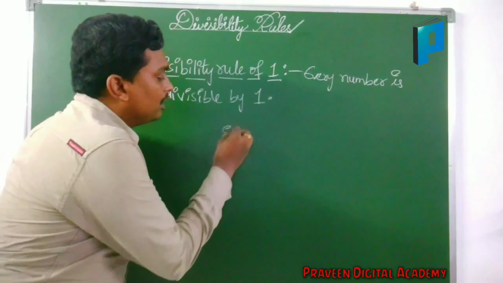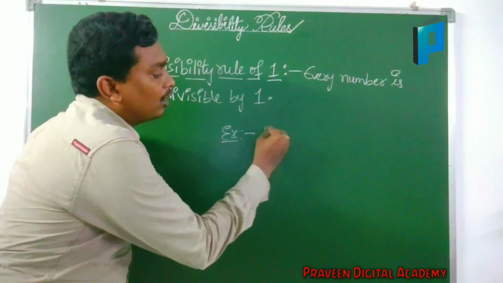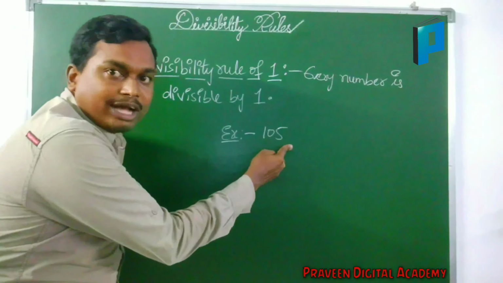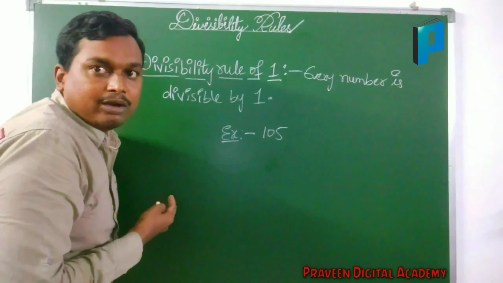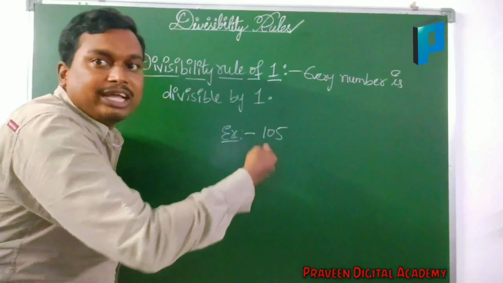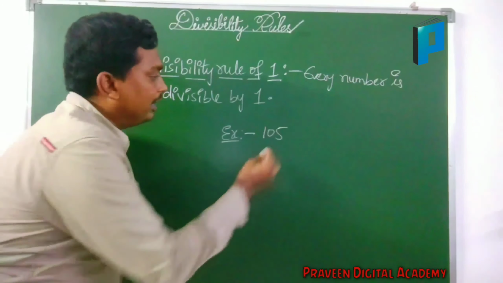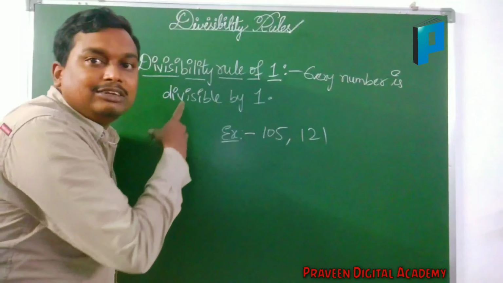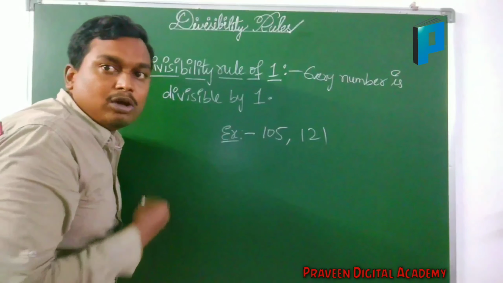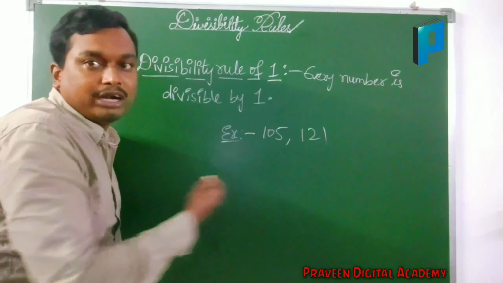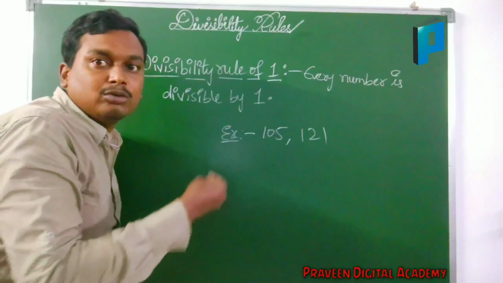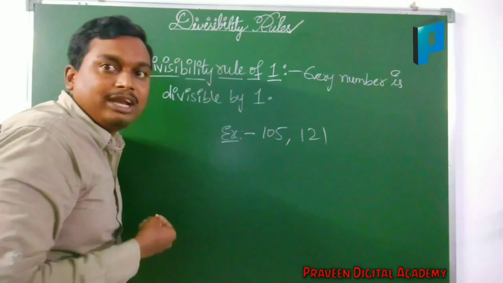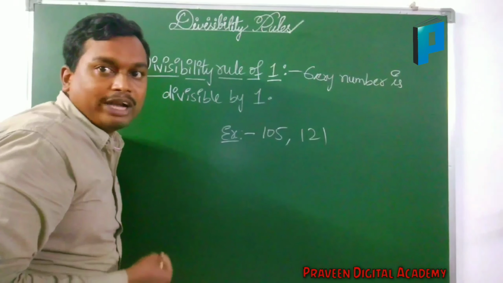For example, if you are having a number 105, this 105 is divisible by 1. Why? Because 1 into 105 is 105. And if you are having 121, 121 is divisible by 1. Why? Because 1 into 121 is 121. If 1000 is there, 1 into 1000 is 1000. So every number is divisible by 1.